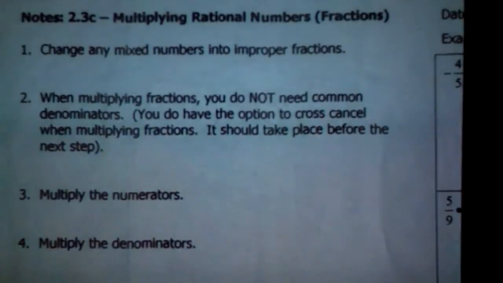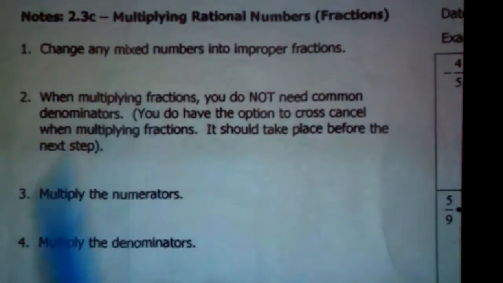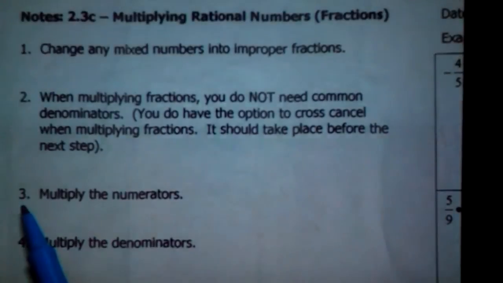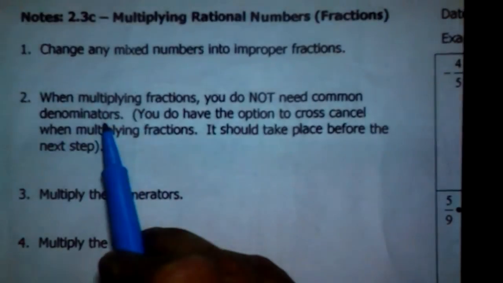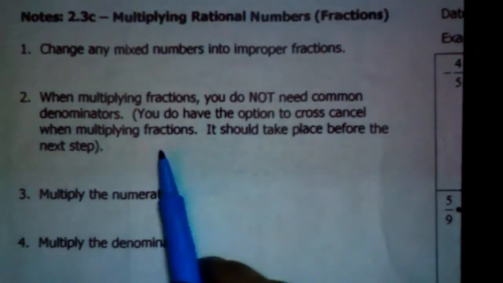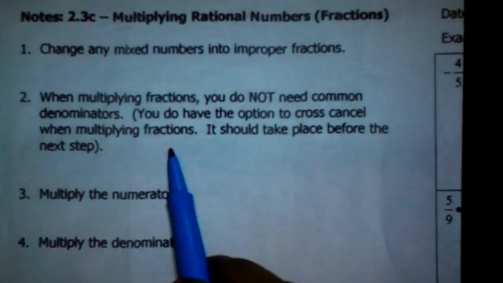when you're multiplying. So step one, if you see any mixed numbers, change them into improper fractions. Please don't change any of the signs of the numbers. That's only for addition, not for multiplication. Alright, so again, you don't need a common denominator. You do have the option to cross cancel when you're multiplying fractions. It's going to save you a step of simplifying at the end.